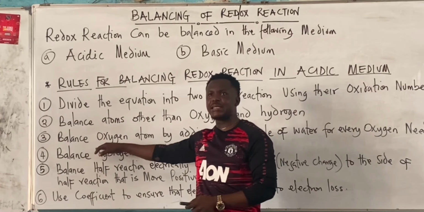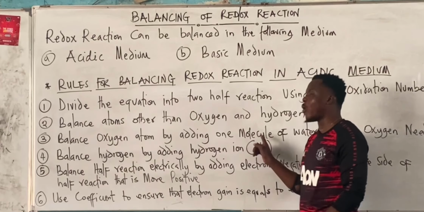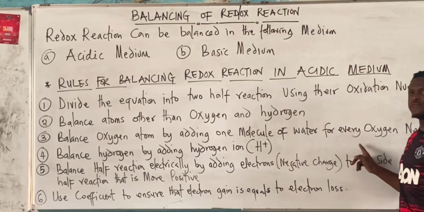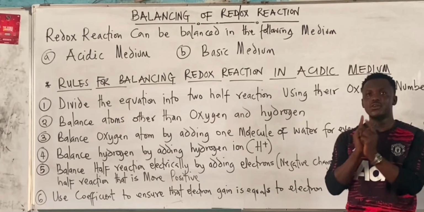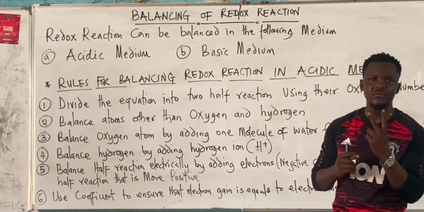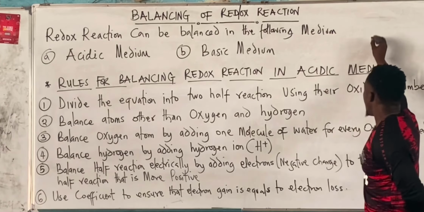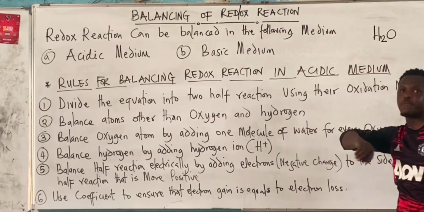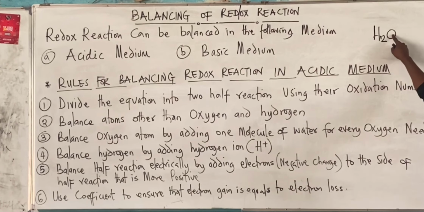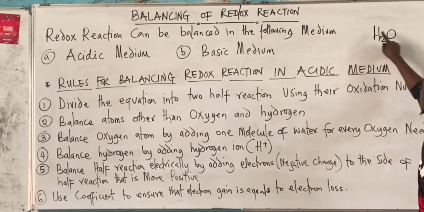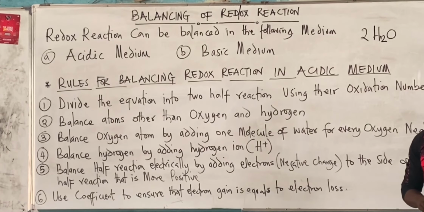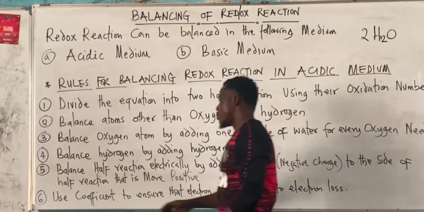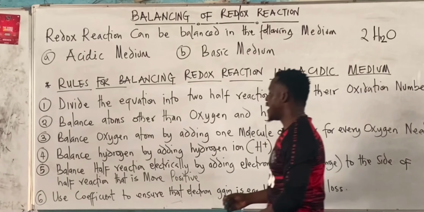Now, the third step says balance oxygen by adding 1 molecule of water for every oxygen that is needed. So for every oxygen that is needed, you're going to add 1 water. If I need 2 oxygen, I'll add 2 molecules of water. Now, 1 molecule of water is written as H2O because it contains 1 oxygen atom. So if you need 1 oxygen, you add 1 water. If you need 2 oxygen, you increase the molecules to 2. Now, rule number 4 says balance hydrogen.